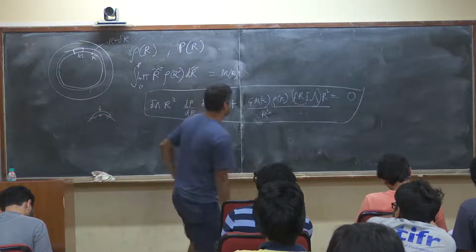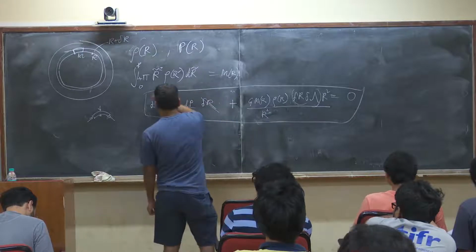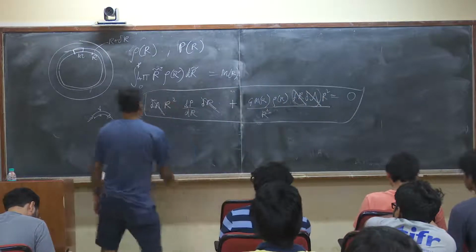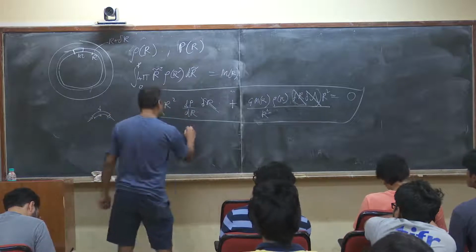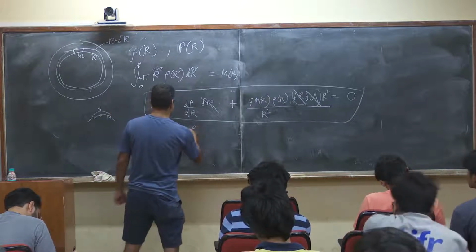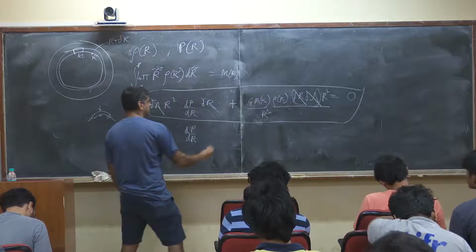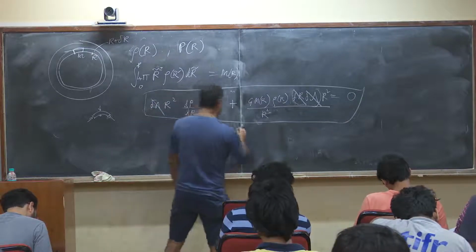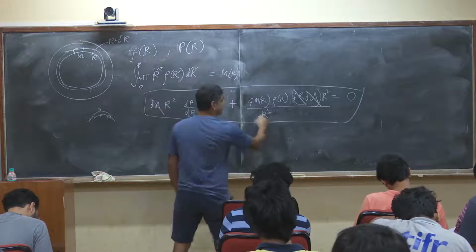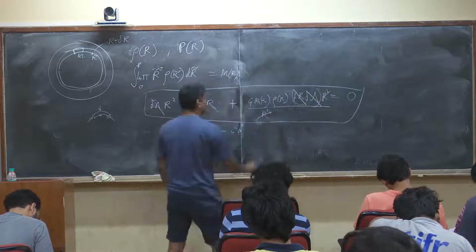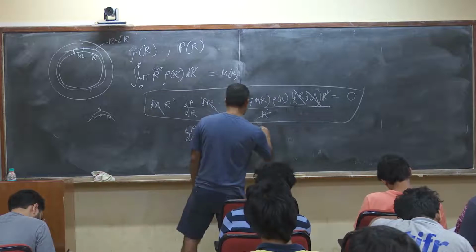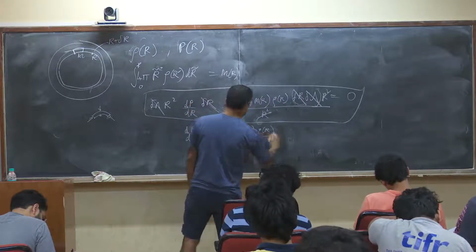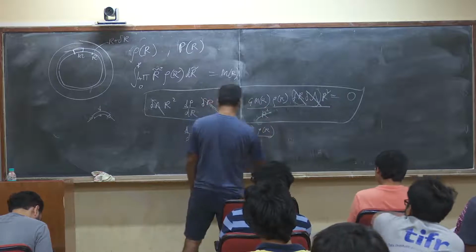Okay, so now let's cancel things that are common. Firstly, of course, all the infinitesimals cancel. And then we get an equation which is dP by dR is equal to minus G M of R rho of R divided by R squared.